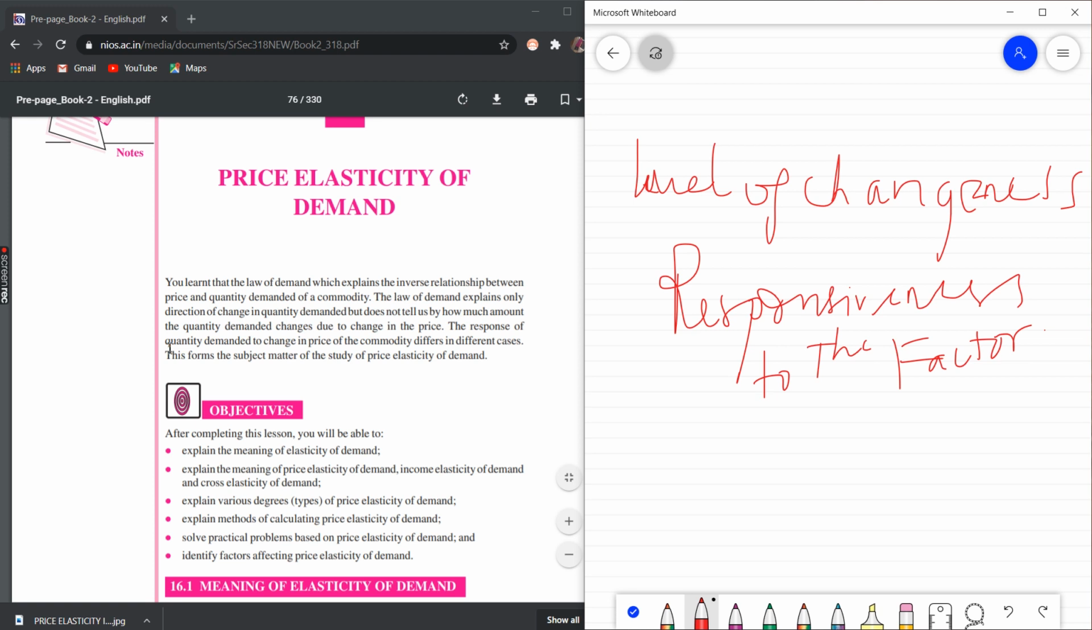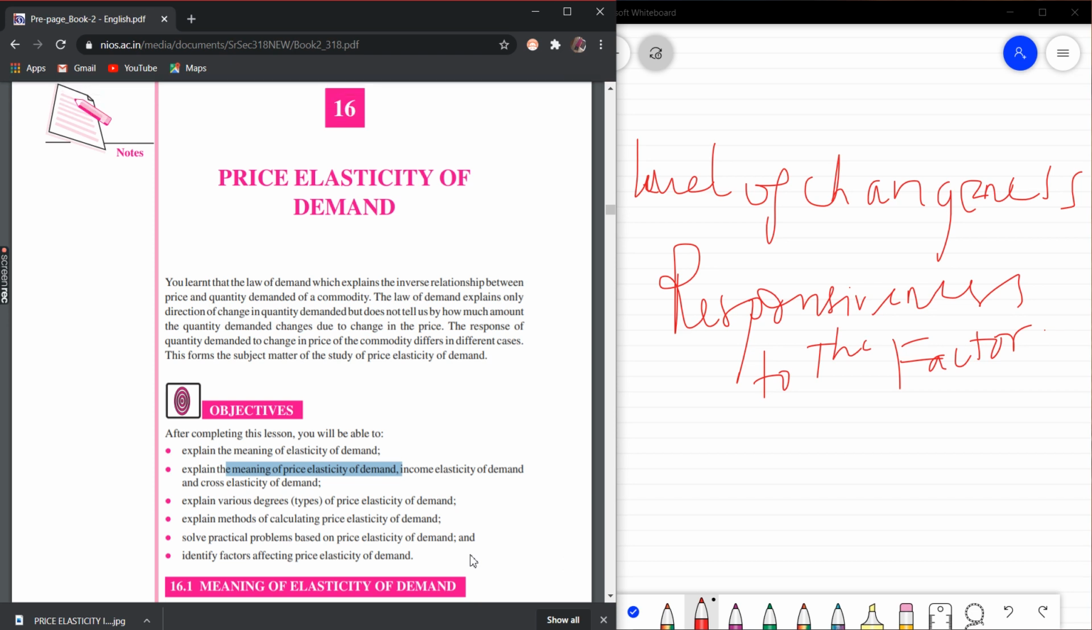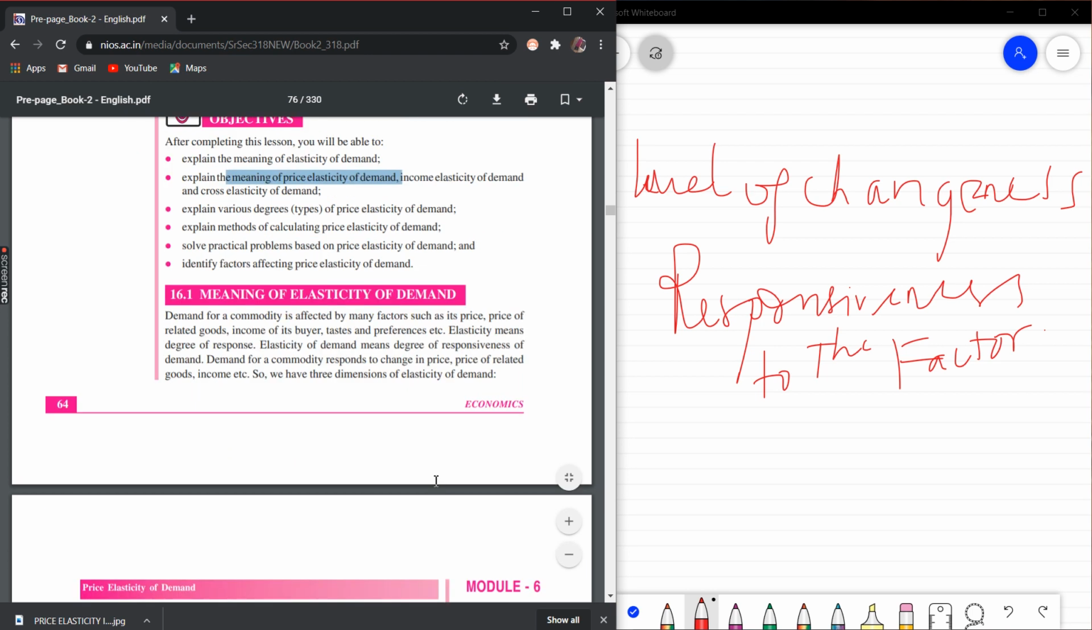So in this we are going to learn about the meaning of elasticity of demand, meaning of price elasticity of demand, income elasticity of demand, cross elasticity of demand, and the degrees or types of price elasticity of demand, methods of calculating price elasticity of demand, and practical problems based on price elasticity of demand, and to identify factors affecting price elasticity of demand.